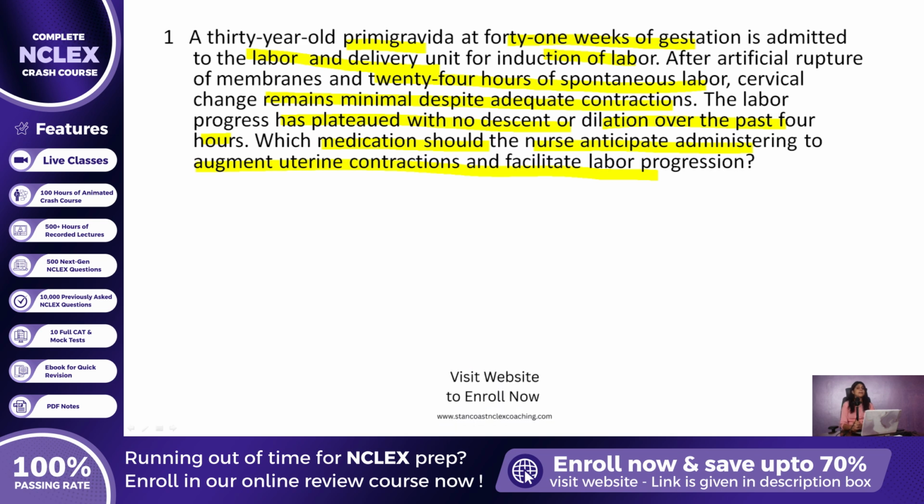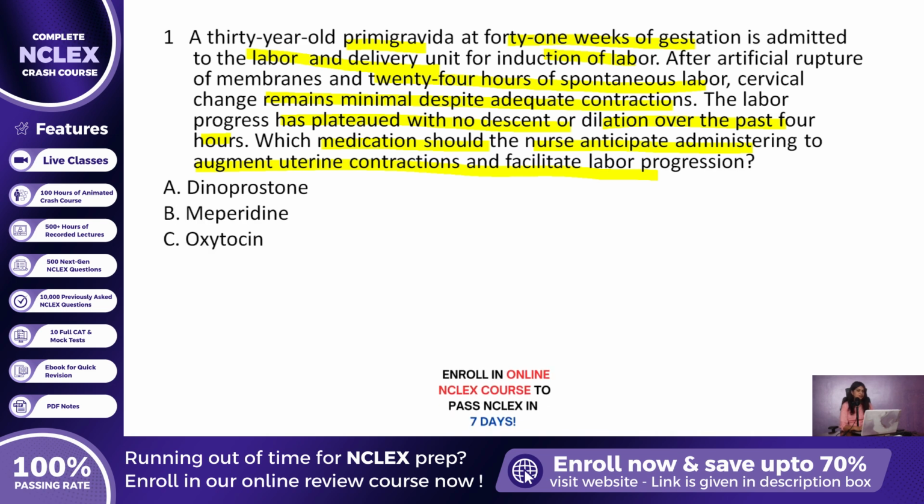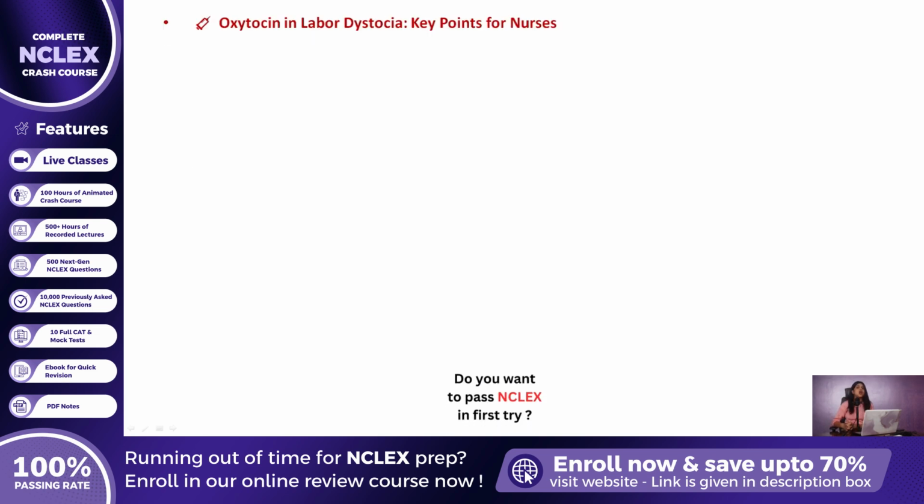Next, let us consider the available treatment options. Option A, dinoprostone. Option B, meperidine. Option C, oxytocin. Option D, nifedipine. Now, let us identify the correct therapy. The correct option is option C, oxytocin. Let us proceed to understand why this teaching point is paramount and why the other answers miss the mark.